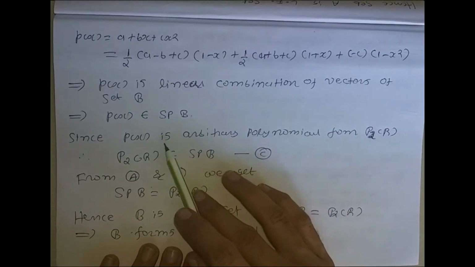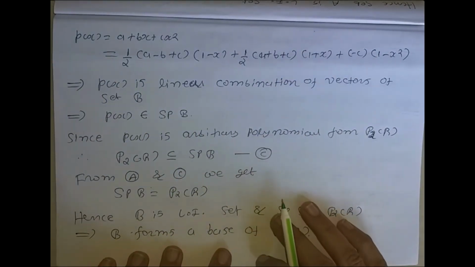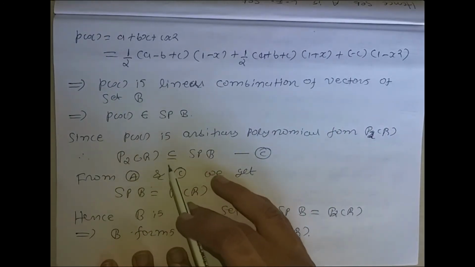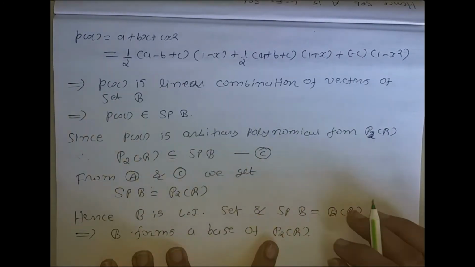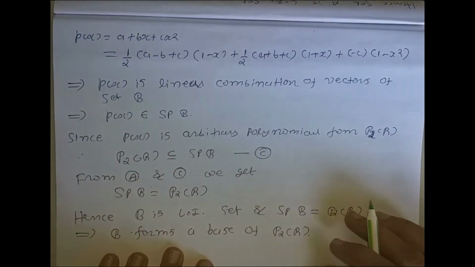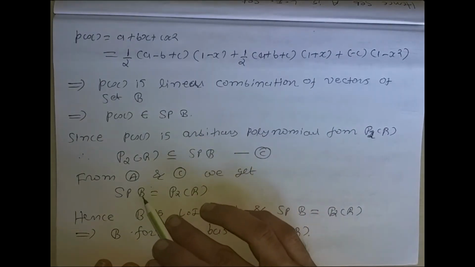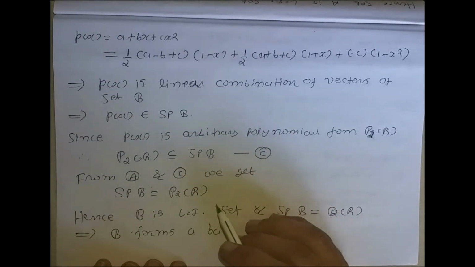Now p(x) is an arbitrary polynomial from P2(R). So P2(R) is a subset of span of b. Now again from equation number a and c, we get span of b is equal to P2(R).